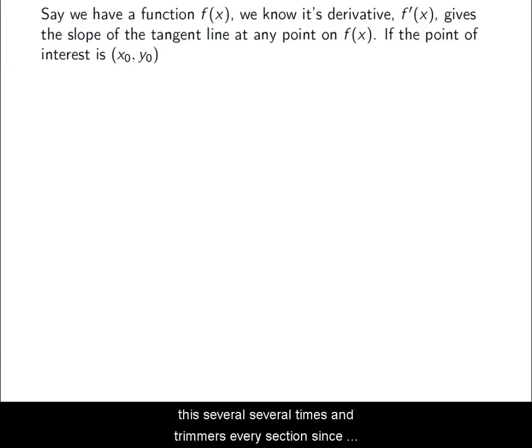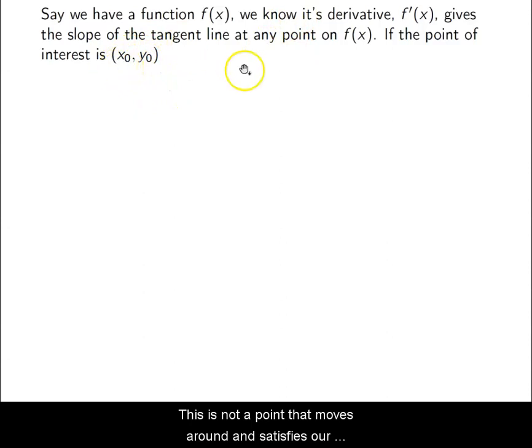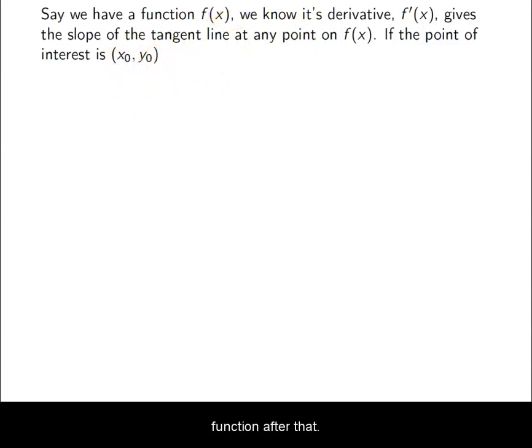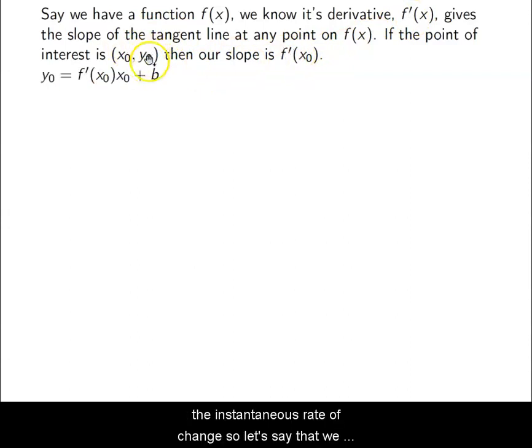Let's say that we have a point of interest. This is a fixed point, so we're going to call this point x naught and y naught. We're going to put the subscripts here just to indicate to us that this is not a point that moves around. It satisfies our function f of x. If I plug x into my derivative function, I know that that will give me the slope of the tangent line at that point for my function, the instantaneous rate of change.